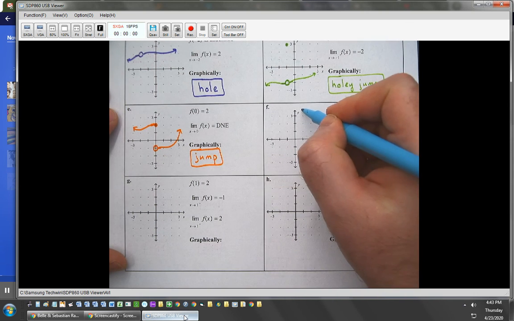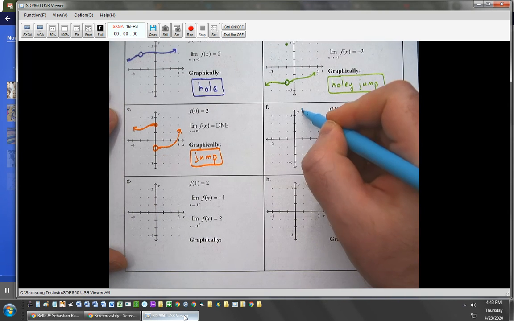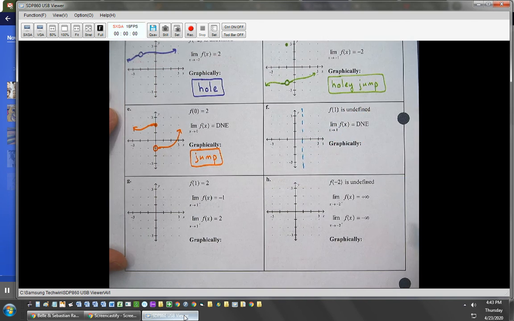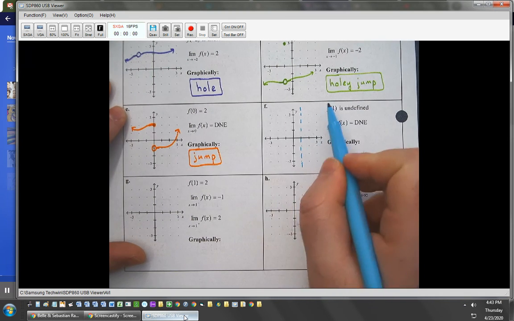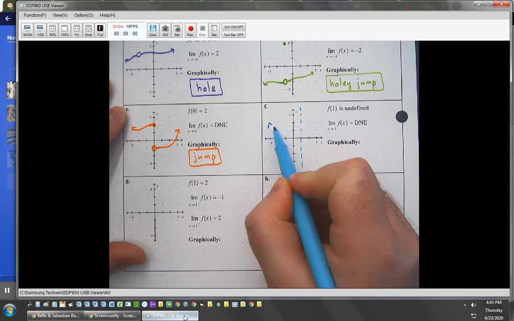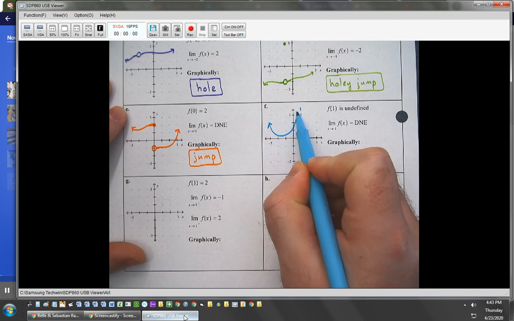So I'm going to indicate that at x equals 1 with an asymptote. Now, it doesn't say which way our graph goes from either side, so it doesn't matter. You can pick. You can draw whatever you want. You just have to make sure you draw something on either side. There we go.